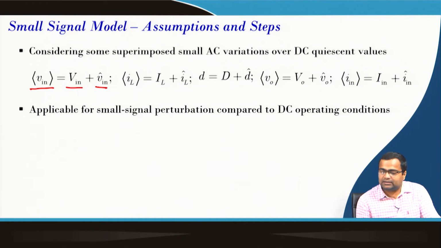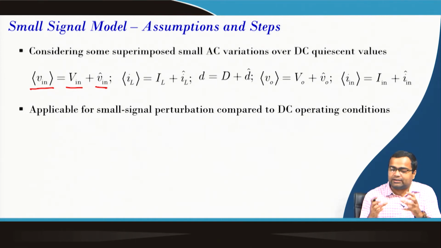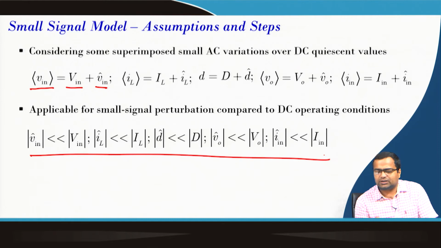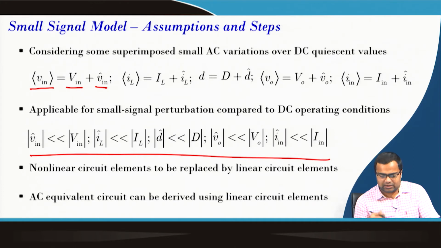This is applicable because we are talking about a small signal model where we are ignoring the nonlinear terms, that means any product of perturbations should be ignored. This is only valid when the perturbations are much smaller than their corresponding steady state values. This is the condition for which our small signal model is valid. Then the nonlinear circuit element, that means the switching element, will be replaced by its average quantity as well as its linearized quantity, and then we can obtain the AC equivalent circuit model.